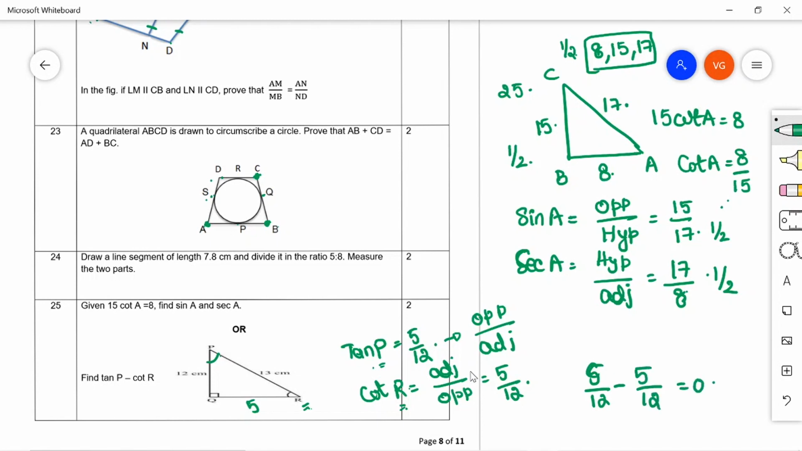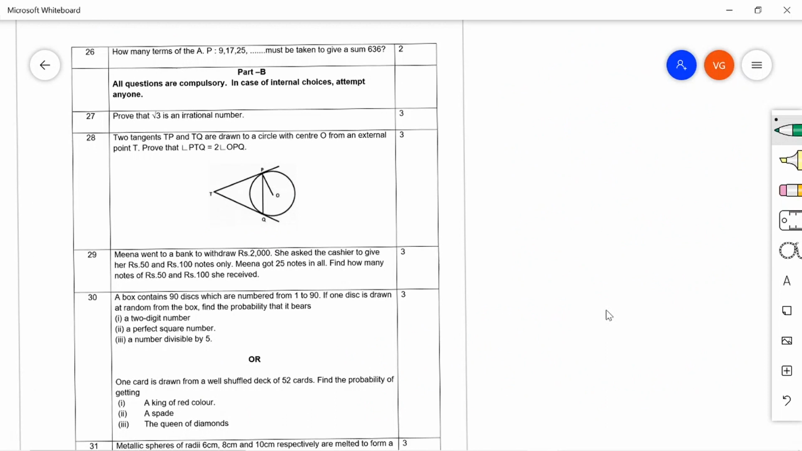So here, for finding tan P you will get half a mark. For cot R you will get one more half mark. Substituting and getting the final answer, you will get 1 mark. So this is the marking criteria for question number 25. Question number 26. This is the last question in part A.